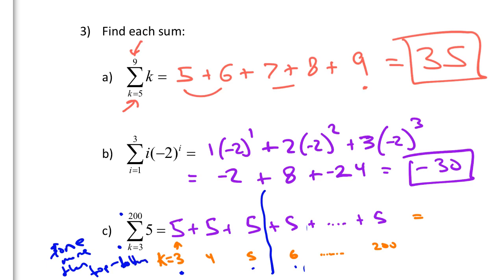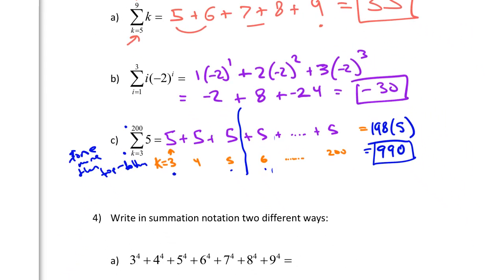So we've got 198. 200 minus 3 is 197, but we need one more. 198 5s. So the answer to this is going to be 198 times 5, which should be 990, I think, right? Because 200 times 5 would be 1,000, so we're 10 short of 1,000.